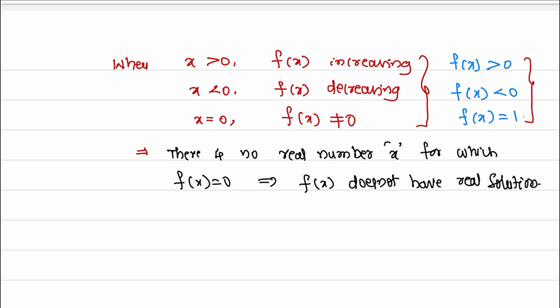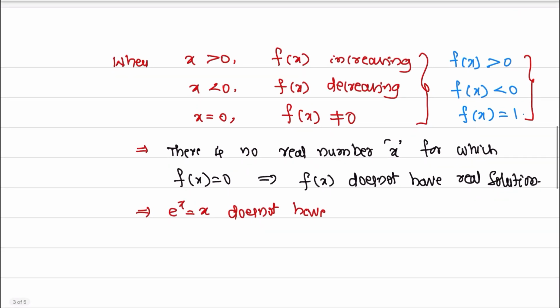That means the answer is, for real solution, e to the power of x is equal to x does not have a real solution. That means there is no real number which satisfies the equation e to the power of x is equal to x. Hence, e to the power of x is equal to x does not have any real solution.